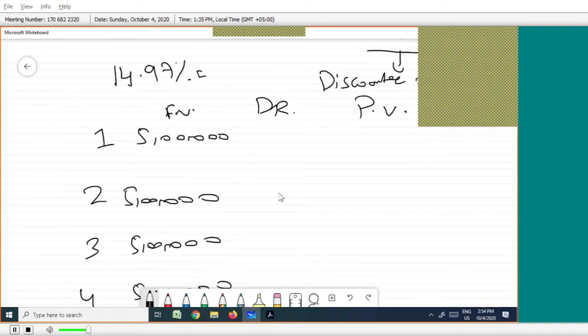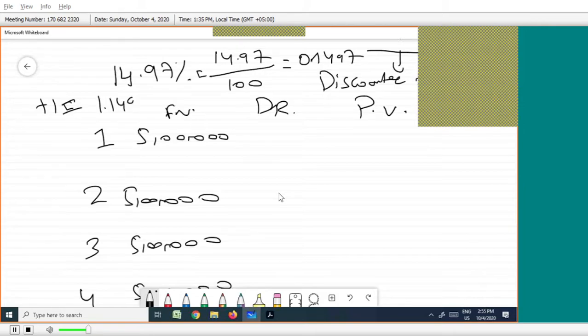14.97% equals 14.97 divided by 100, which equals 0.1497. 0.1497 plus 1 equals 1.1497. Okay? So what should I do? After 1 year I have 1 rupee, so if I discount by 1.1497, then I will get the present value.